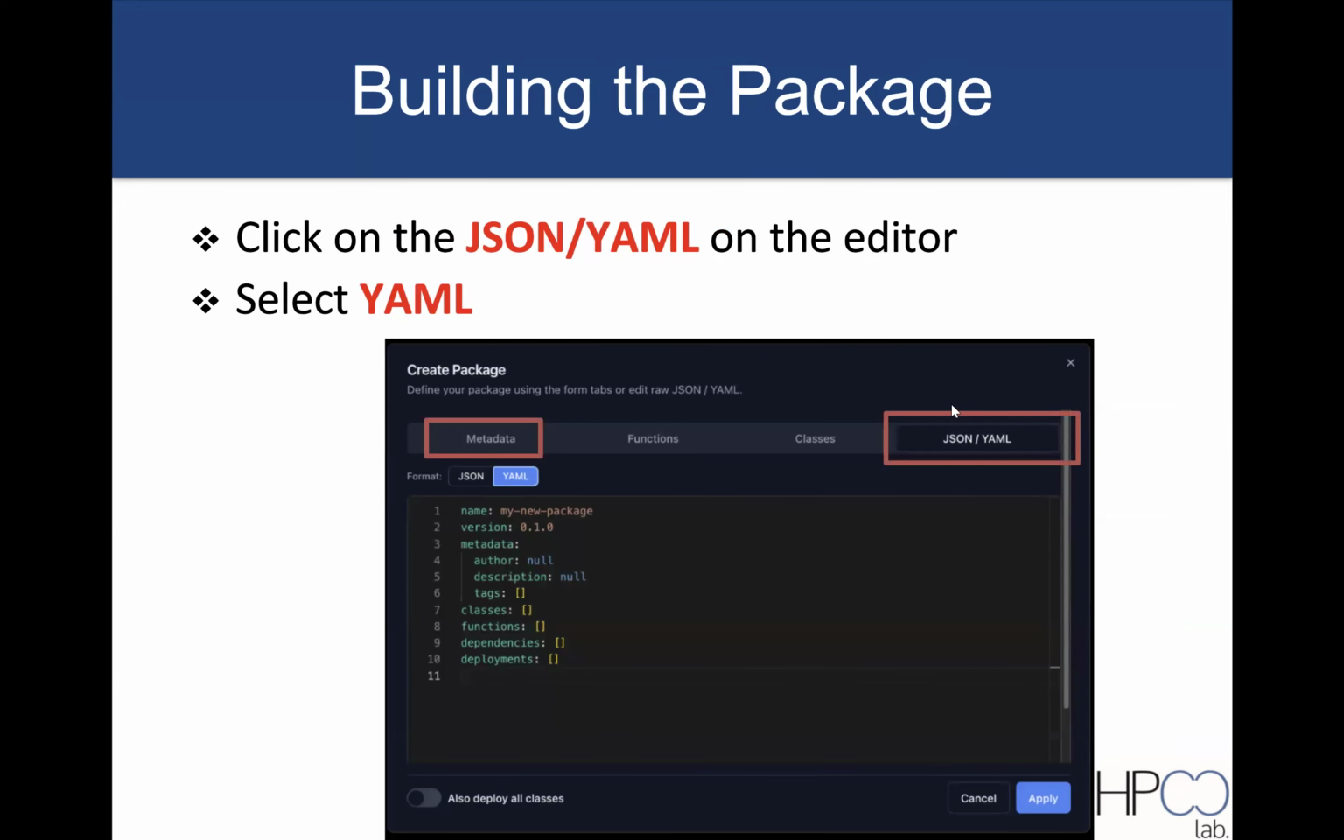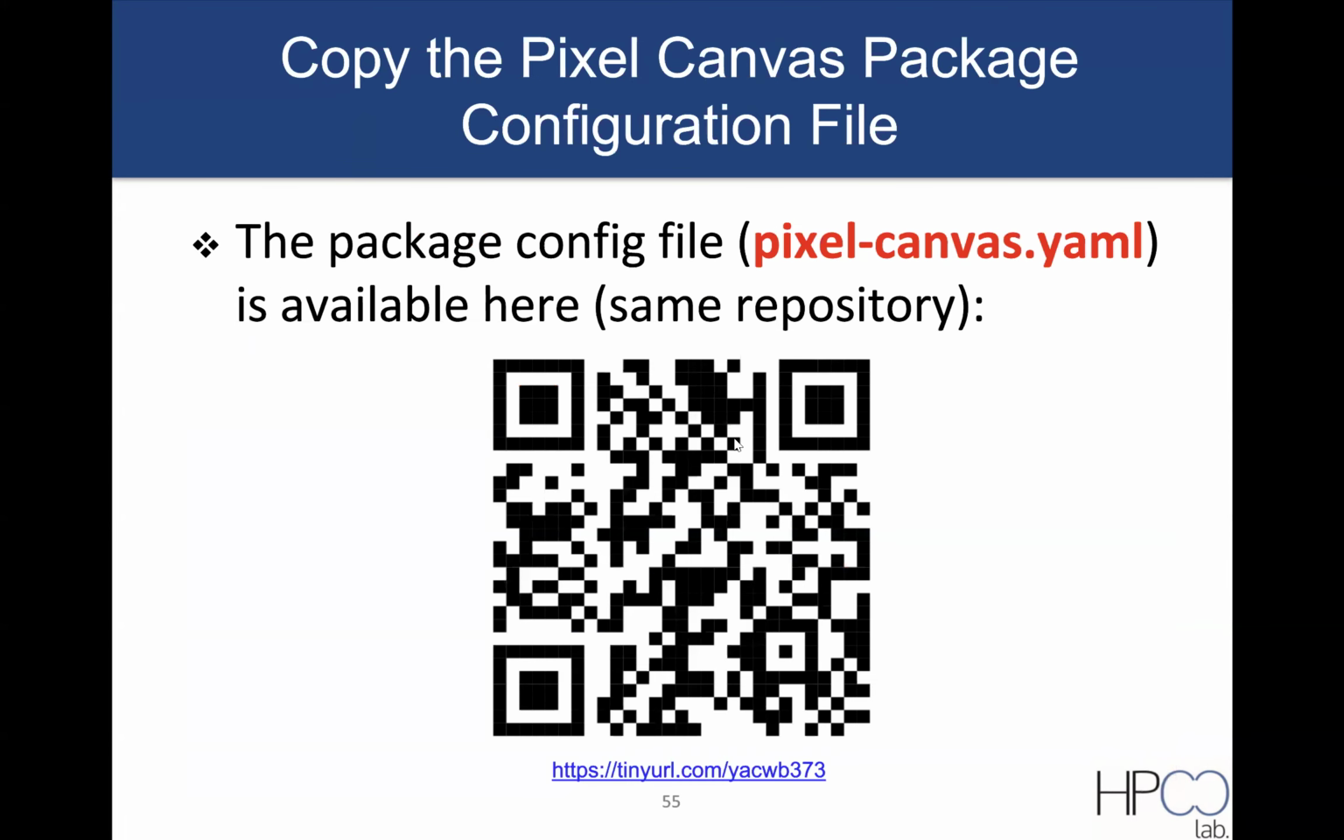It's going to be form based. Oh yeah, and then click on the JSON or YAML. We have the code in the same repository. You don't need to scan this. If you go to the same GitHub repository, you should see another file, pixelcanvas.yaml, which is the class. Resources, pixel canvas at the end, YAML. That is the class definition that will point to this artifact. Copy and paste it here.